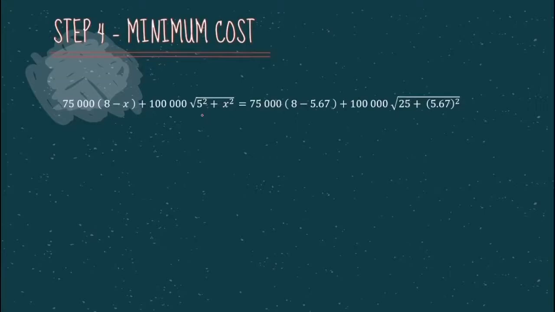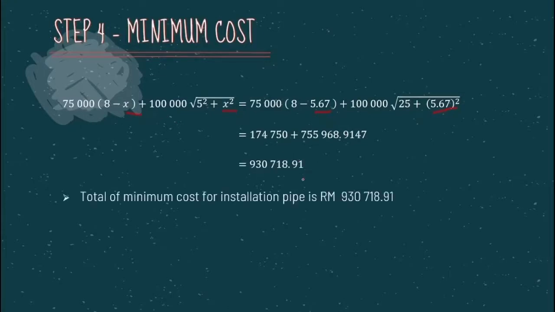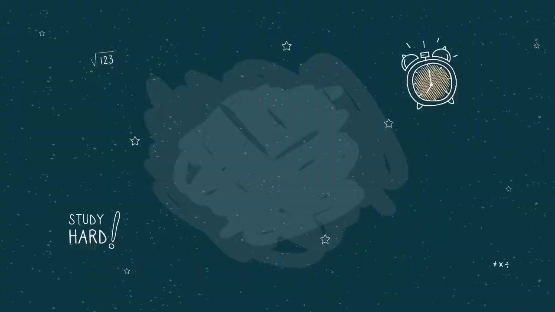Here we will get an equation of the cost of the pipe, and we need to substitute the value of x that we got in step 2, which is 5.67, so after that we just calculate it with a calculator, and here we get the answer, and the total minimum cost for installation of the pipe is RM 913,780 ringgit and 91 cents.